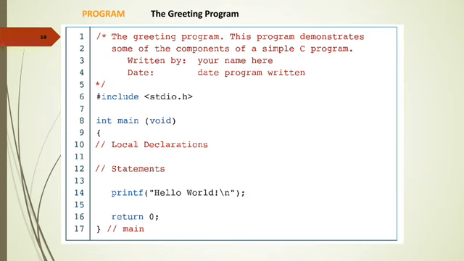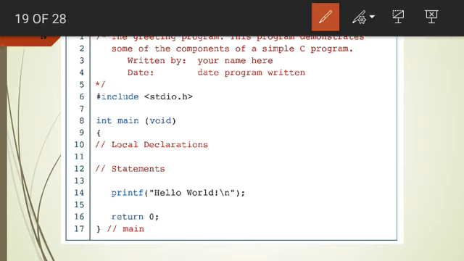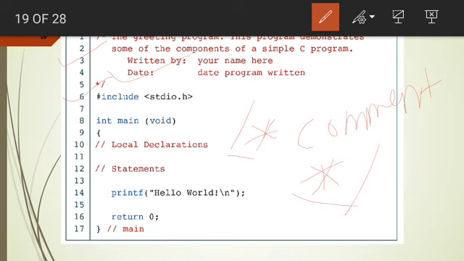First is, this program demonstrates some of the components of a simple C program, written by your name here, date, means date program written. First of all, see here, when you include any data in the /* and */ section, it will be a comment. Comment is nothing but, if you write a program and try to open it after some days, and you want to get a link of that program, then write that message in this /* comment section, which is a block comment.